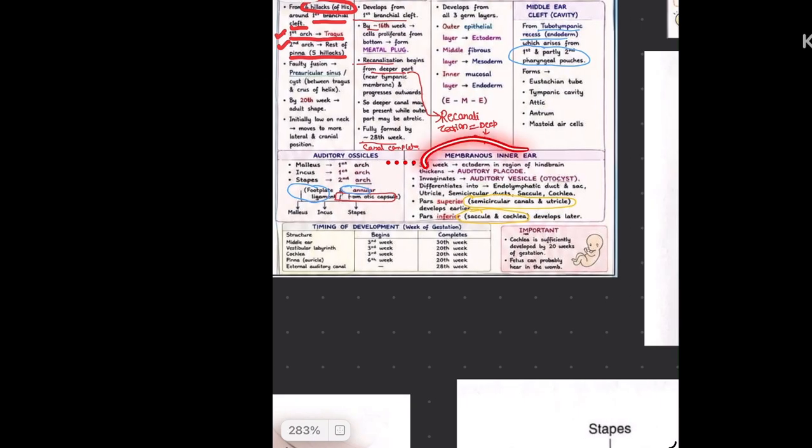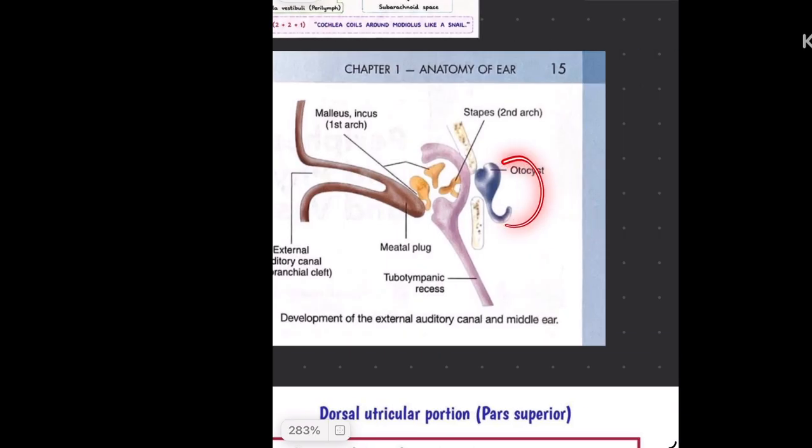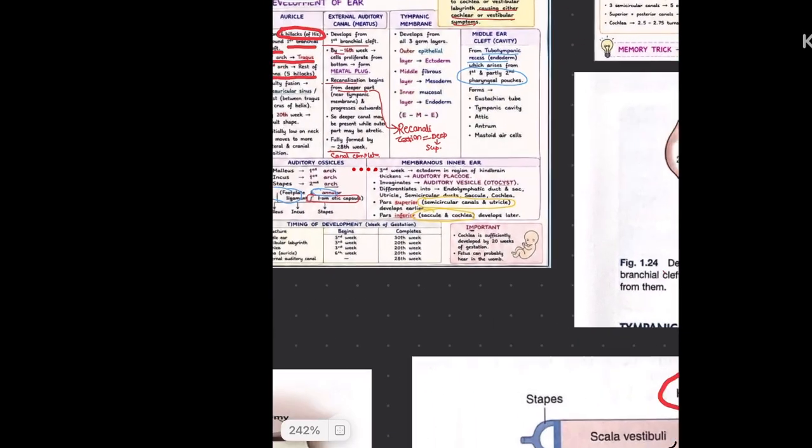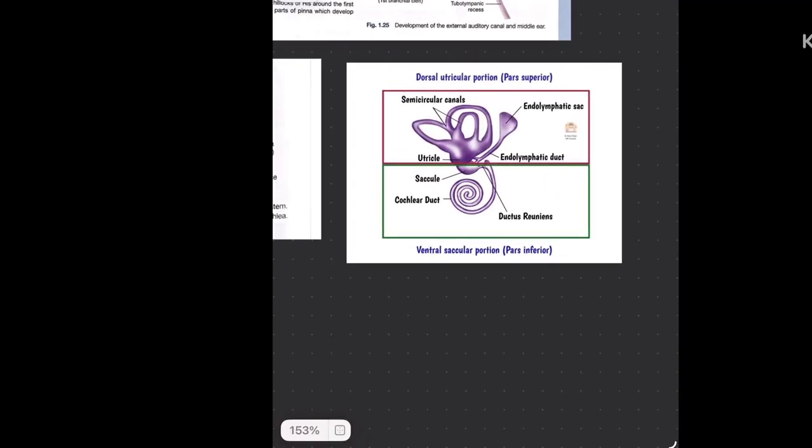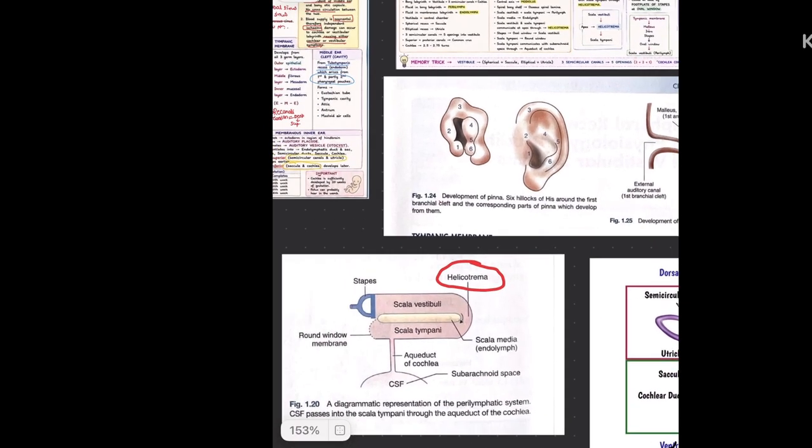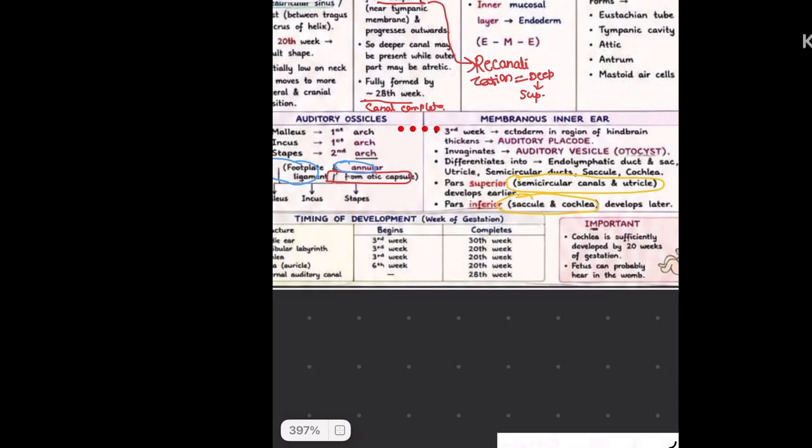Okay. Now the last part is the membranous inner ear. It starts with the ectoderm, which gets thickened in the hindbrain region and forms the auditory placode. This auditory placode invaginates to form the auditory vesicle, known as the otocyst. And what does this otocyst do? It differentiates into the endolymphatic sac, and gets divided into pars superior and pars inferior. Pars superior forms first. It contains the semicircular canals and utricle. Later the pars inferior contains the saccule and cochlear duct.